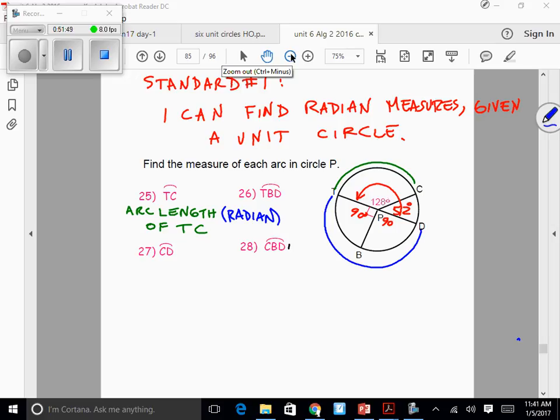Let's do it together. Sorry, CD, as in cat dog. All right, so here's the deal. What they're really asking is, given the degree 52 for CD, you have to know the radian. Now I told you that the middle piece is 52 degrees.